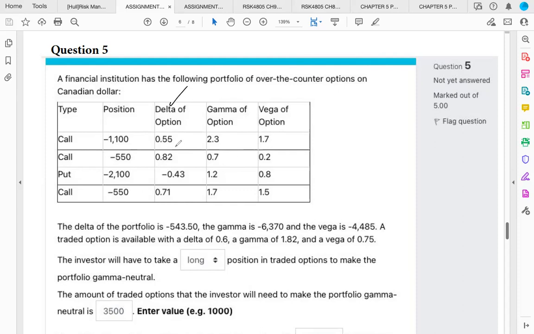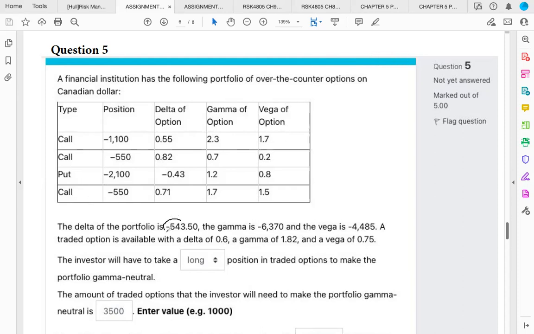Delta tells us how the value of this particular option will change for small changes in the price of the underlying. Gamma tells us how the delta of each of these options will change for changes in the price of the underlying. Vega tells us how the value of each of these options will change for a unit change in the volatility of the underlying, okay?